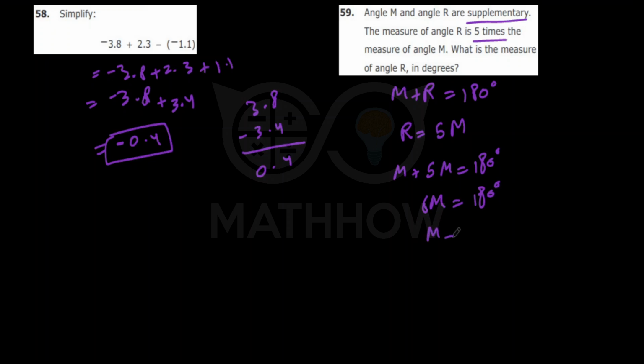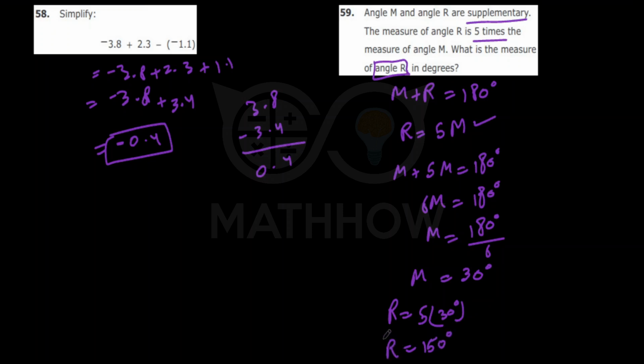Dividing by 6 on both sides, M will be equal to 30 degrees. But the question is asking for angle R. So substituting the value of M in this equation, since angle R is 5 times what angle M is, this will become 150 degrees. This is the answer of this question.